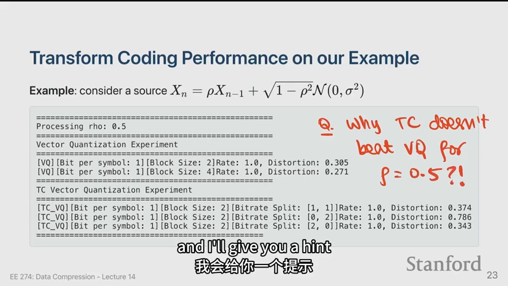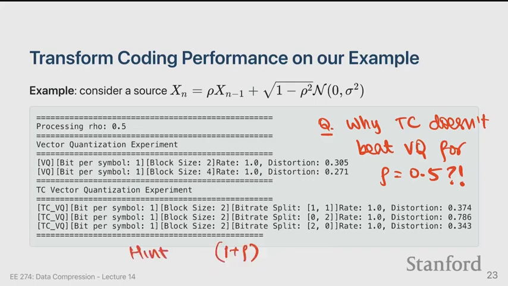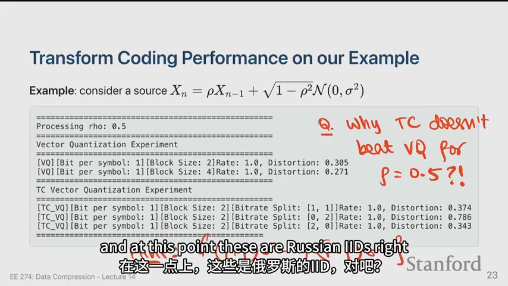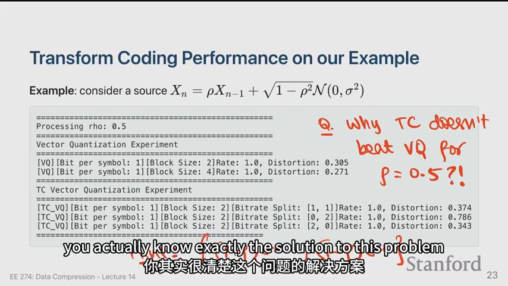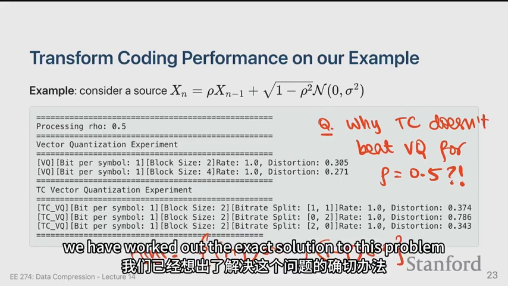And I'll give you a hint. Our sigma 1 is 1 plus rho sigma square, and our sigma 2 is 1 minus rho sigma square. And at this point, these are Gaussian IIDs, right? You actually know exactly the solution to this problem. So given a total distortion and a total rate, we have worked out the exact solution to this problem.